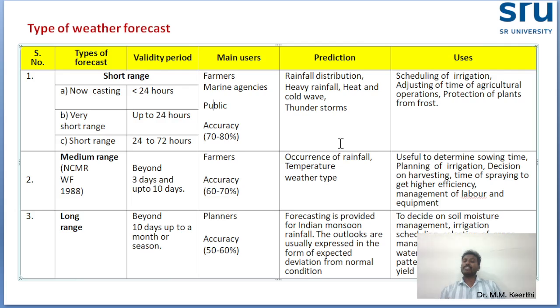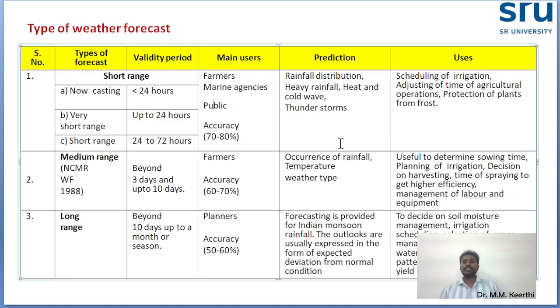What things can they predict in short range weather forecasting? Rainfall distribution, heavy rainfall, low rainfall, heat and cold waves, thunderstorms, wind direction, and wind speed. All this they can predict in short range weather forecasting.